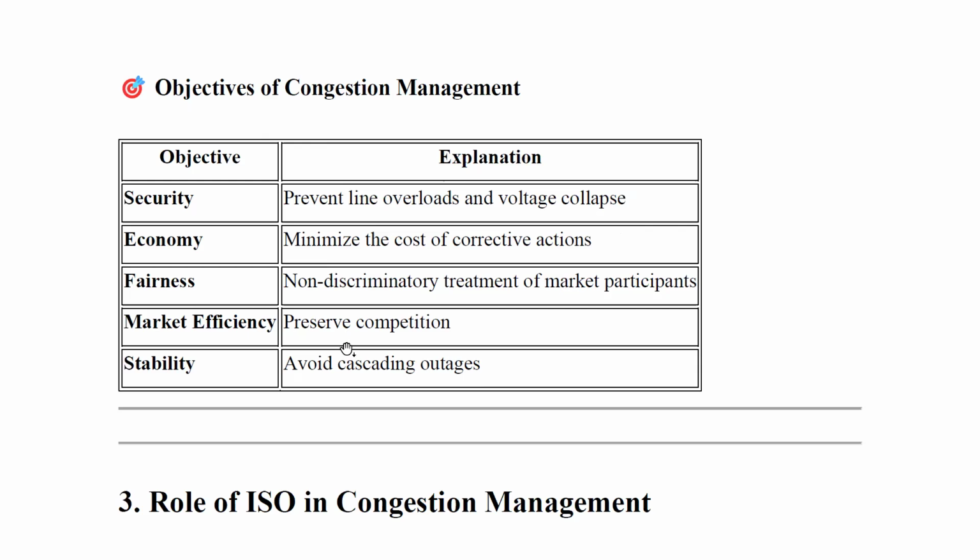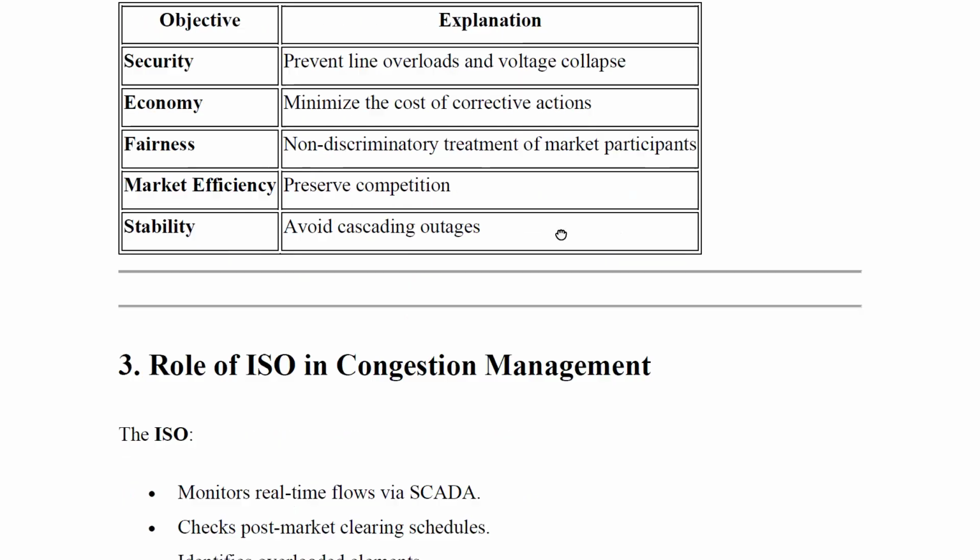Next comes market efficiency, which prevents competition distortion. And stability: avoid cascading outages. You also need to maintain that, such that stability is maintained. So these are the main objectives of congestion management.